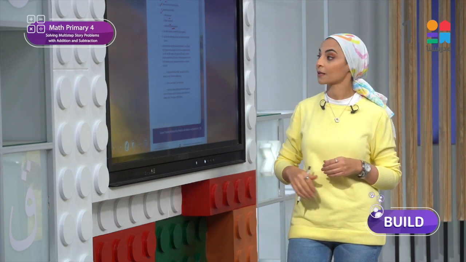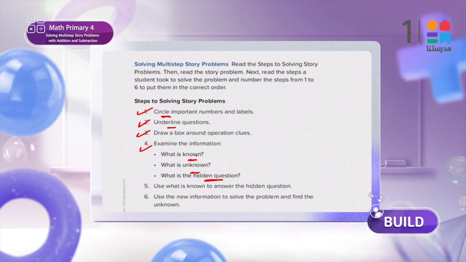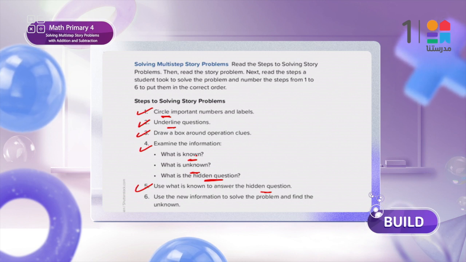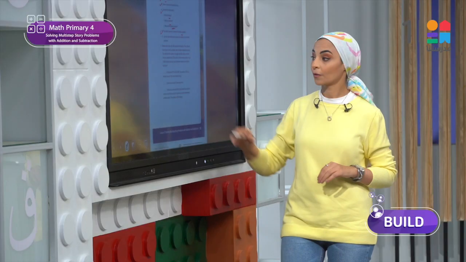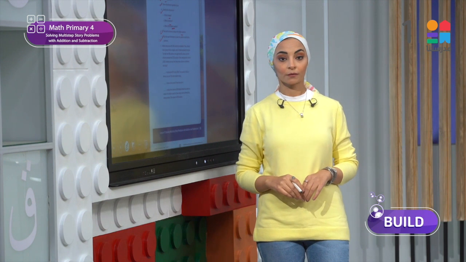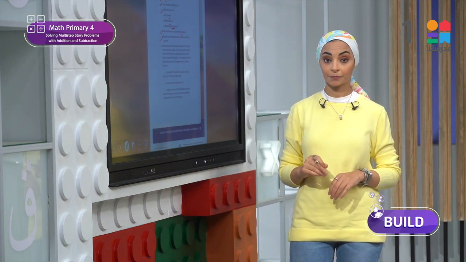These are the steps. Number 5, we want to use what is known to answer the hidden question. I will use my known numbers to solve my hidden question. Number 6, use the new information to solve the problem and find the unknown. Now, let's see in problem number 1, the numbered steps written there in the right order.